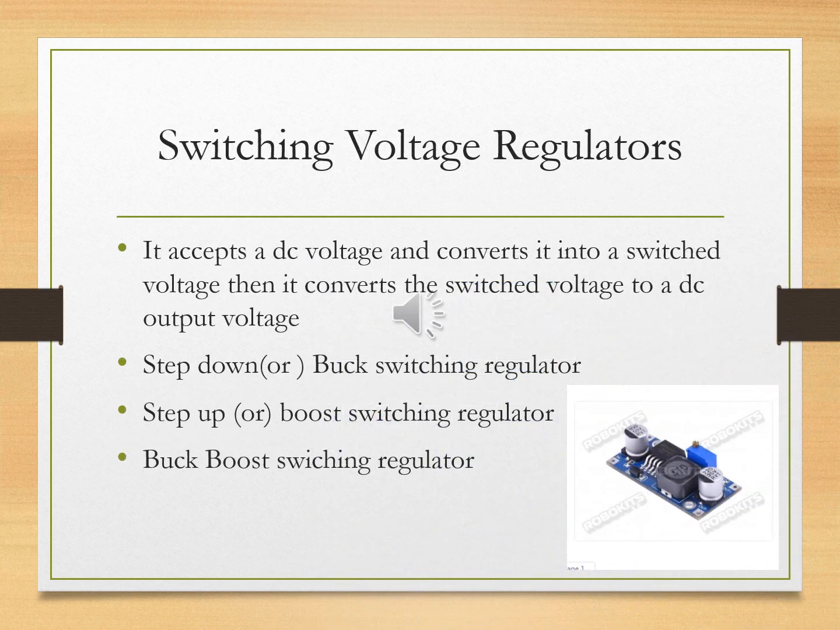Switching voltage regulators accept a DC voltage and convert it into a switched voltage. Again, it converts the switched voltage into a DC output voltage. That is, it converts one voltage to another by temporarily storing the energy and releasing that energy to the output at a different voltage. Based on the topology, switching regulators are classified as step down or buck switching regulator, step up or boost switching regulator, and buck boost switching regulator.